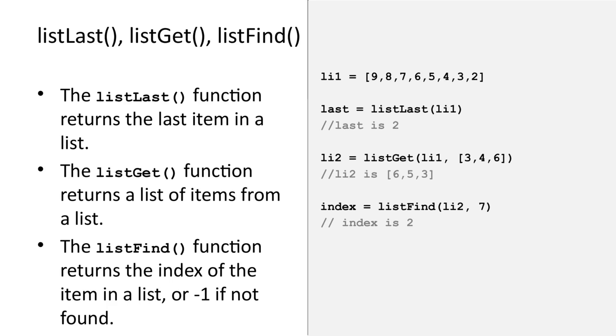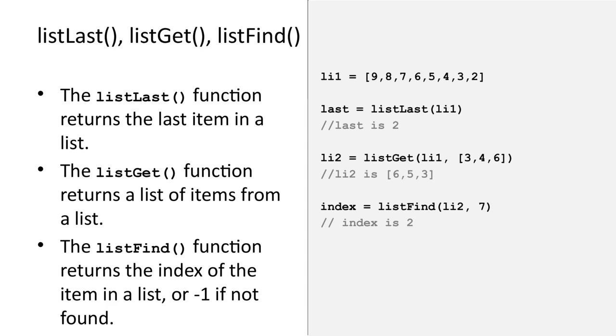Here are three more functions. The listLast function returns the last item in a list. The listGet function returns a list of items, given a list of indexes. The listFind function searches for an item in a list. If the item is found, then the index of the item is returned. If the item is not found, then -1 is returned.